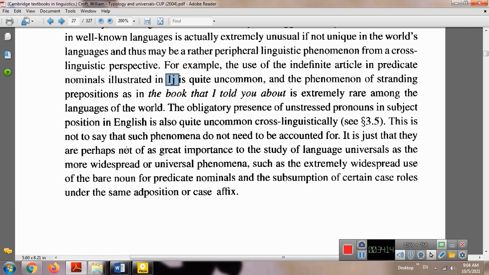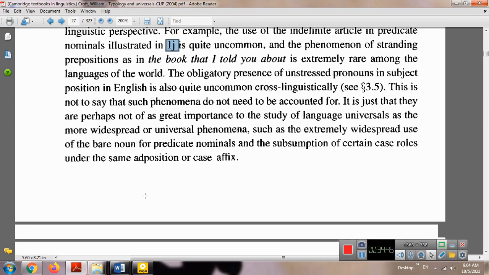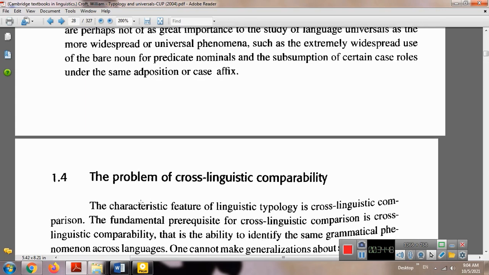This is not to say that such phenomena don't need to be accounted for. It's just that they are perhaps not of as great importance to the study of language universals as the more widespread or universal phenomena, such as the extremely widespread use of the bare noun for predicate nominals and the subsumption of certain case roles under the same adposition or case affix.